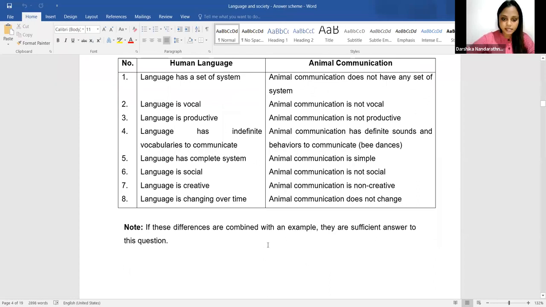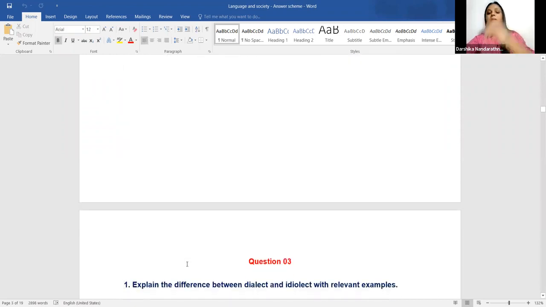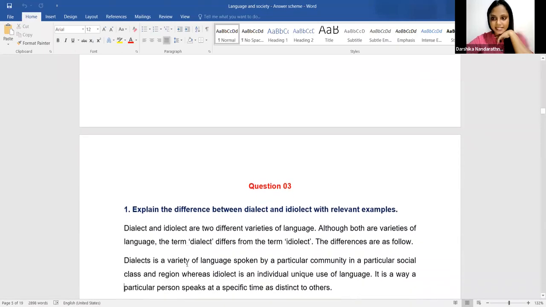If these differences are combined with examples, they are a sufficient answer to this question. So you can write about these differences with examples. Examples එක්ක මේ differences ගැන ඔයා ලියන්න ඕනේ. එතකොට answer එකට ඇති. Okay, that's all about question number 2. Any question from that part? Okay, seemingly no questions.